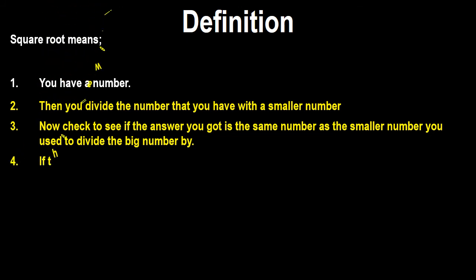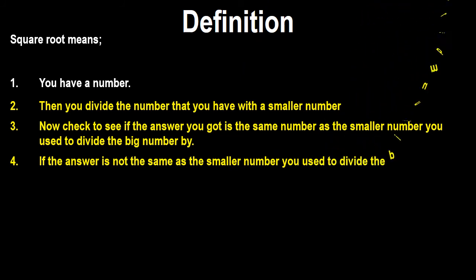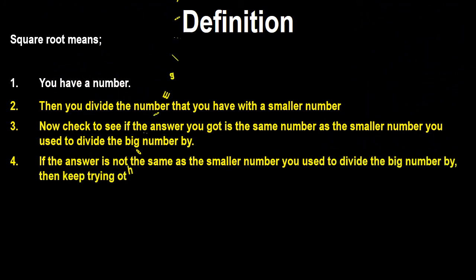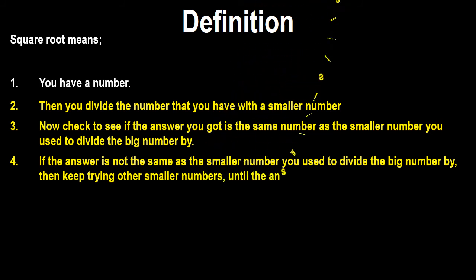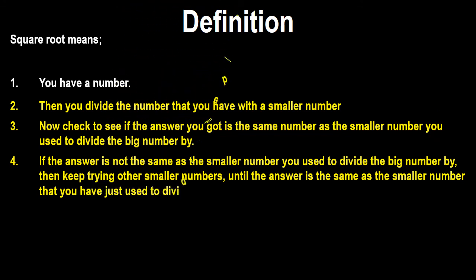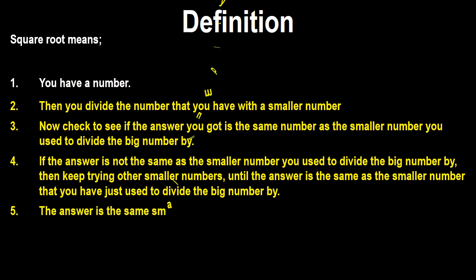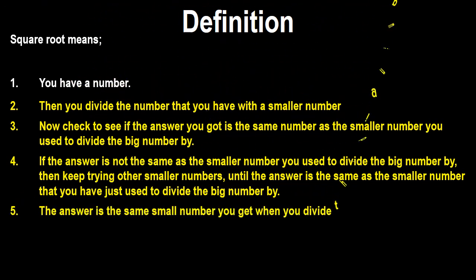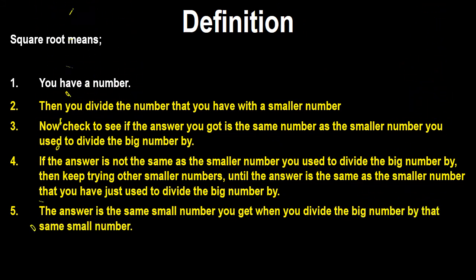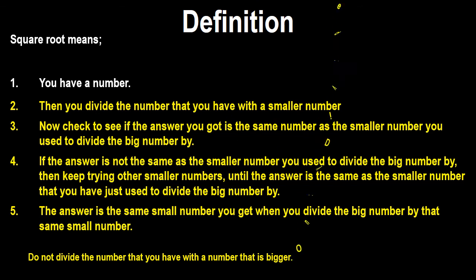Now, if the answer is not the same as the smaller number that you used to divide the big number by, then you keep trying other smaller numbers until the answer is the same as the smaller number that you used to divide the bigger number by. And finally, the answer is the same small number you get when you divide the big number by that same small number. And do not forget, you must not divide the number that you have with a number that is bigger. Only divide by smaller numbers.